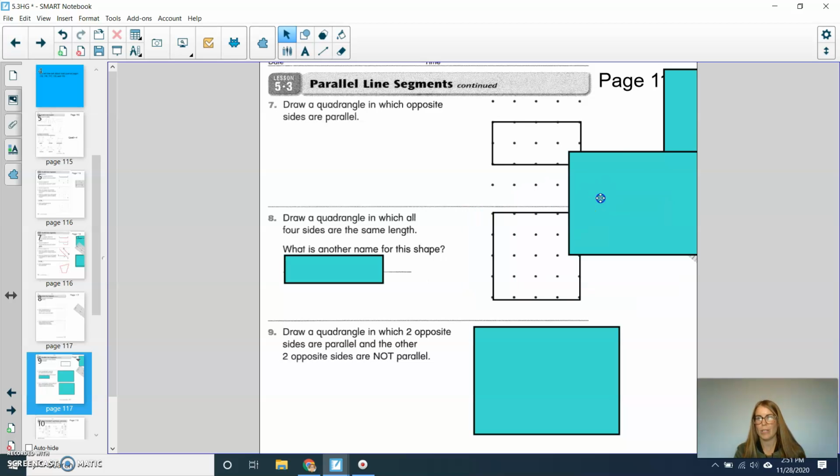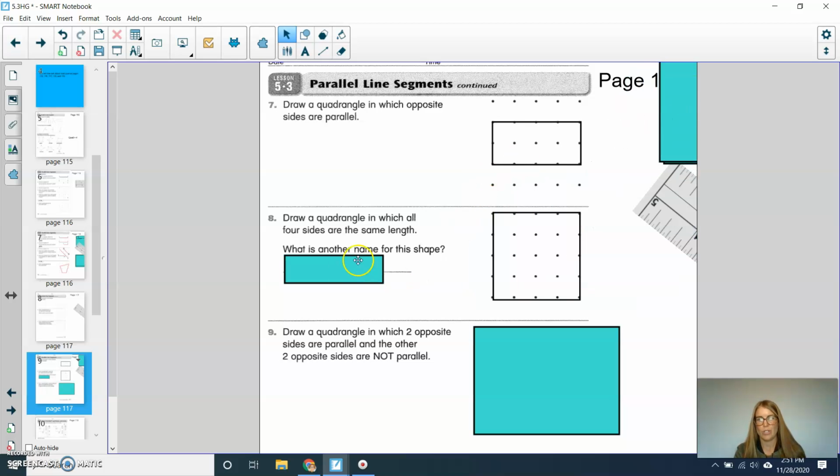All right, there's really only one answer for this one, and you should have had a square. Now your square could be a smaller version than mine, that's okay, but it needed to be a square where all 4 sides are the same length.